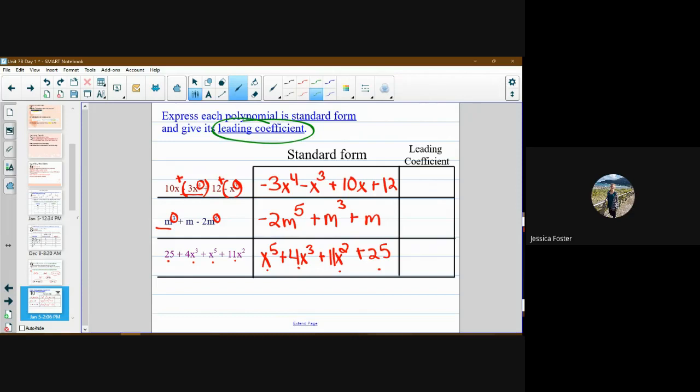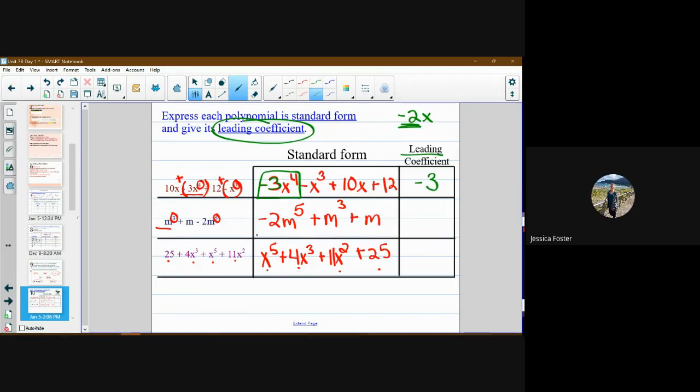Now, a coefficient is just a number in front of a variable. The leading coefficient is the number that's way out in front of our first term. So if I have a term, let's say negative 2x, well, the coefficient, that's the number that's with the variable. So in that example, negative 2 would be my coefficient. Your leading coefficient is just looking at your first term when written in standard form. So if I'm looking for my first term, this right here is my first term. The leading coefficient then is negative 3.